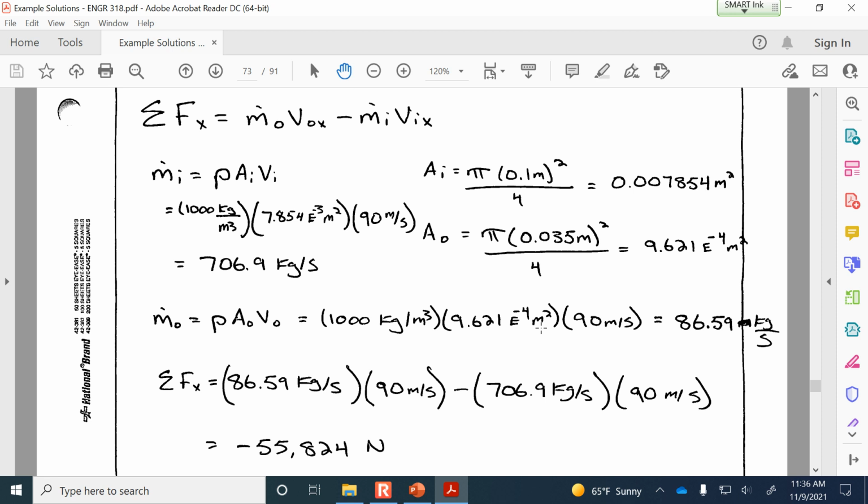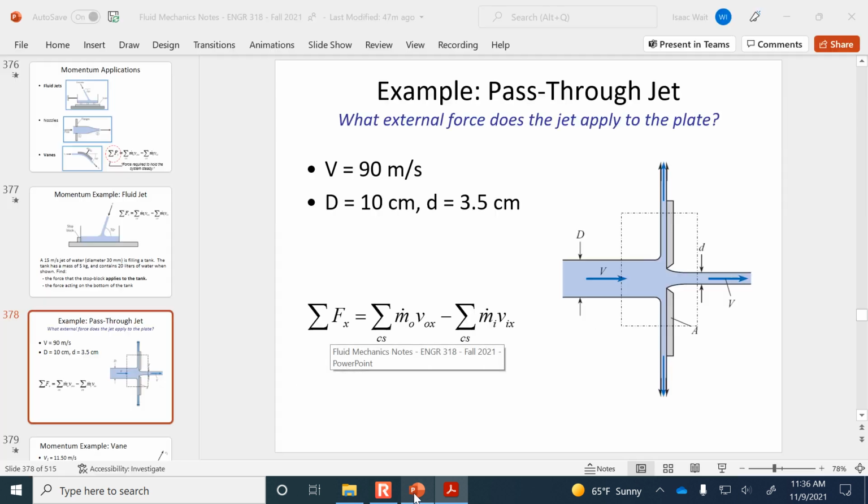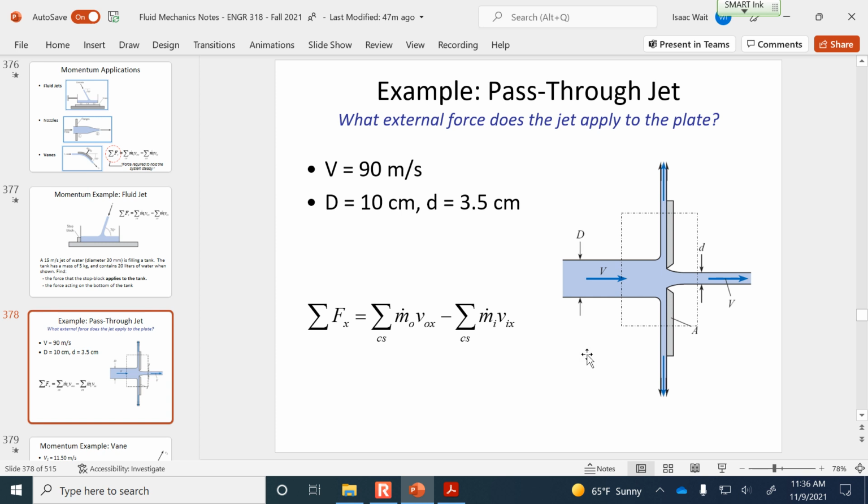So if we do all those numbers, then the force required to hold the system steady is negative 55.8 kilonewtons. So that means you have to press to the left to hold the system steady. So in other words, the external reaction that would resist this fluid jet is pressing on the plate to the left. So of course that makes sense because you've got this big stream coming in and it's going to be changing direction. Much of it is going vertically that previously was going horizontally. So we have to apply a force to the left in order to hold that system steady.